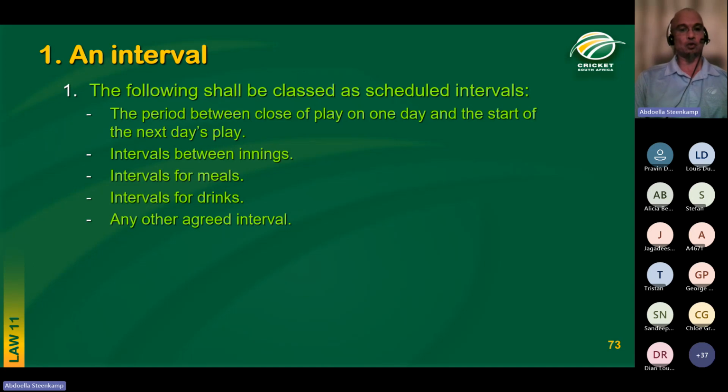When it comes to your interval between innings, it is 10 minutes. You'll also see in the next slide, the law also shows that the interval between innings is 10 minutes. So interval between innings is specifically 10 minutes. Your interval for meals, the governing body decided that your lunch interval will be 40 minutes and your tea interval in Test match cricket is 20 minutes. Your interval for drinks, the governing body decided that drinks intervals in Test match cricket will be 4 minutes.